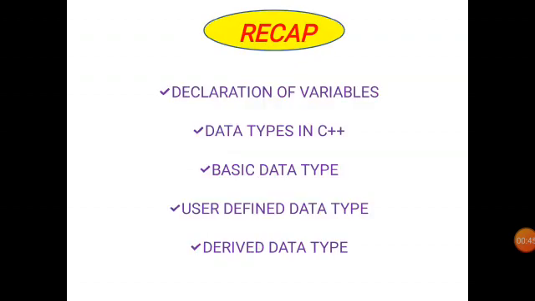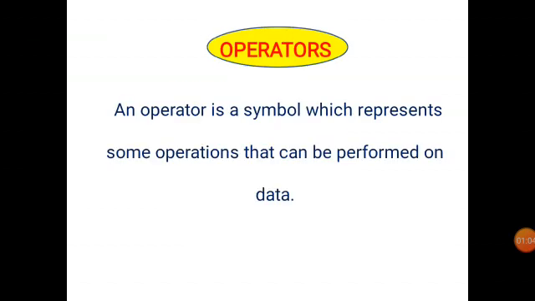And we have seen about declaration of variables also. Before using a variable we have to declare it. Like that, we have seen data types in C++. There are three main data types in C++: basic data type, user defined data type and derived data type. Today we are going to see operators in C++.